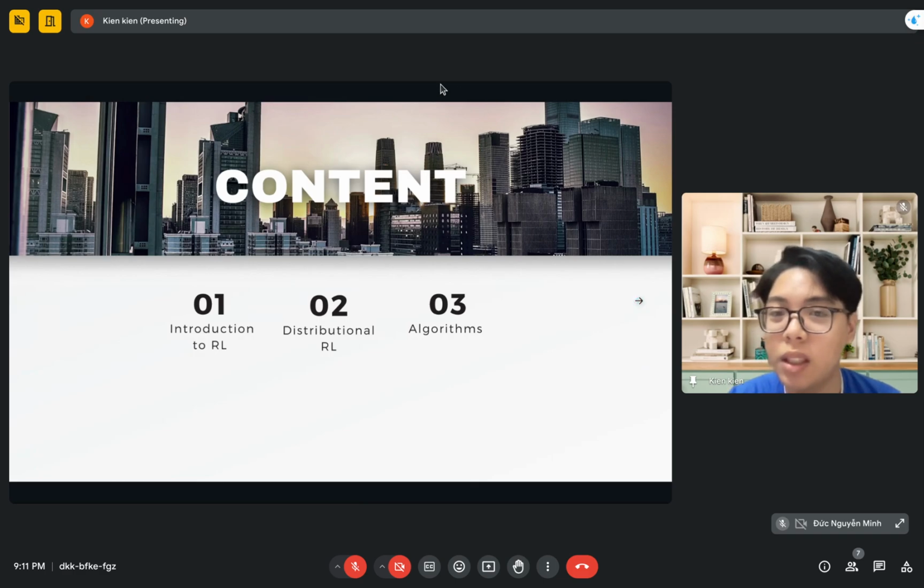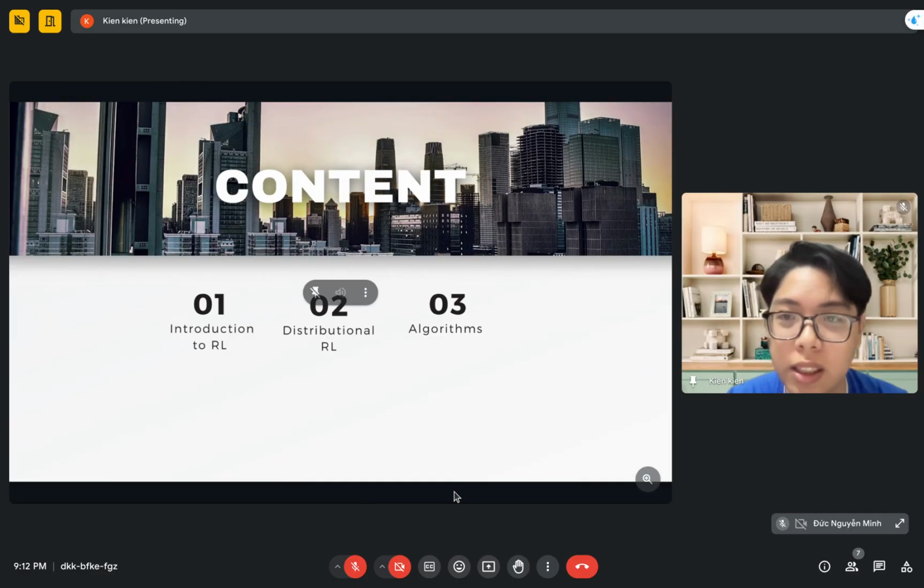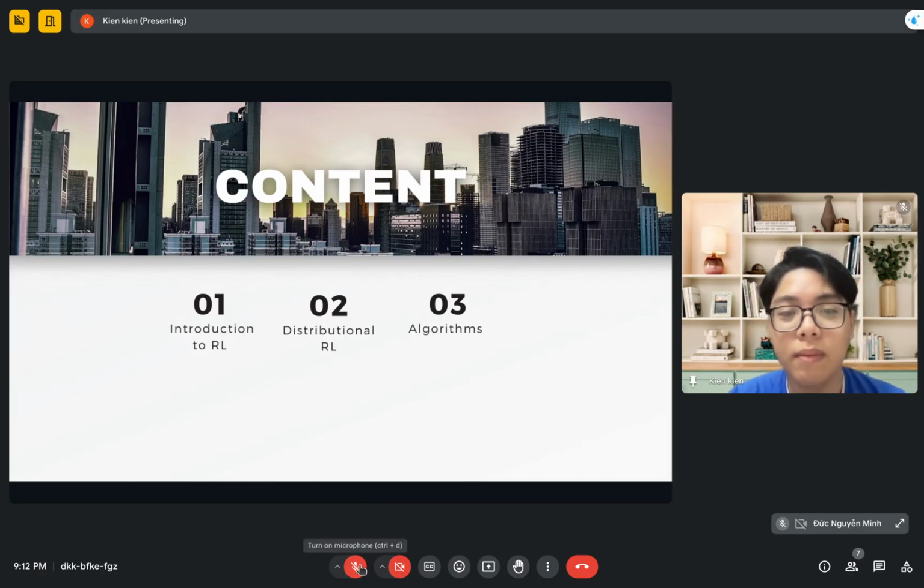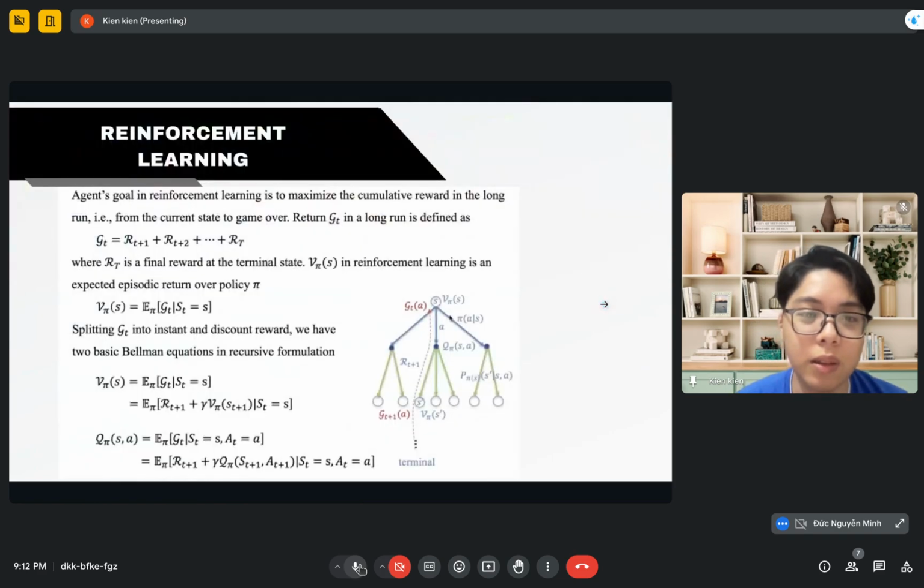Okay, but in the first place, can I ask how many of you in this meeting today have some idea about how reinforcement learning works? Does anyone? Okay, so I will keep this part quite short.